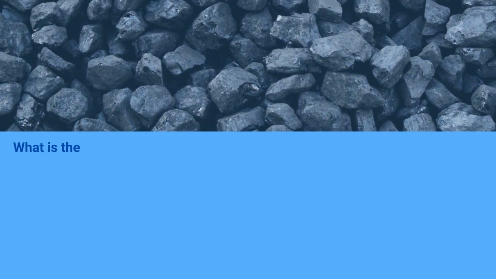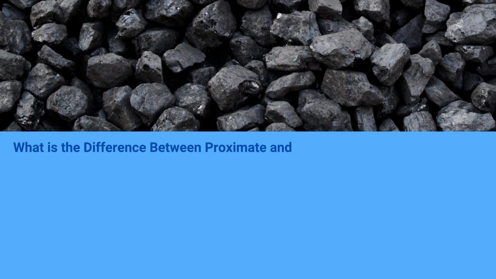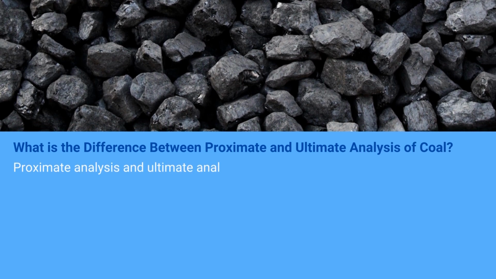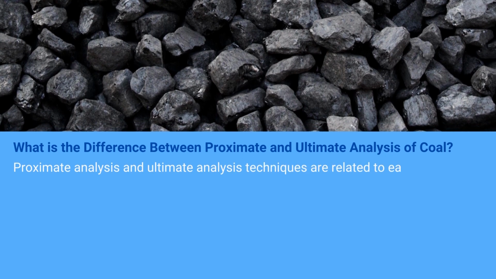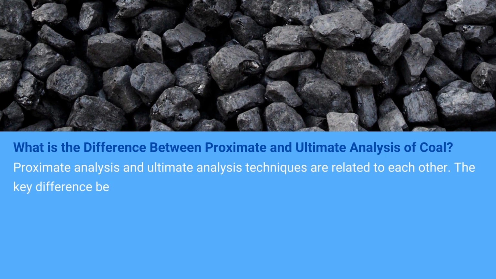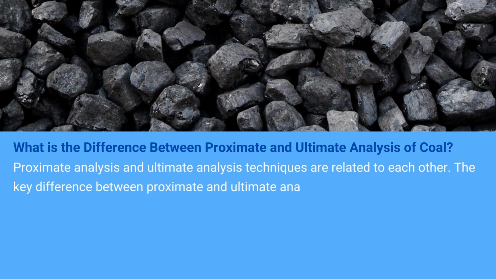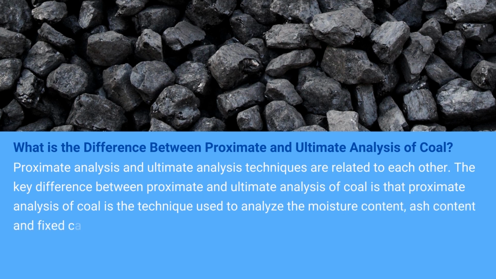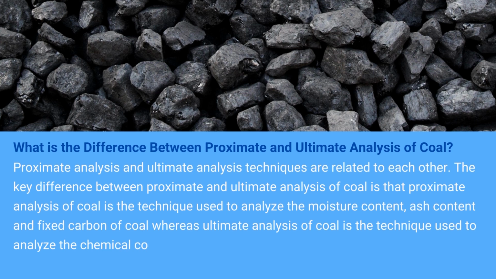Now, what is the difference between proximate and ultimate analysis of coal? Proximate analysis and ultimate analysis techniques are related to each other. The key difference is that proximate analysis of coal is the technique used to analyze the moisture content, ash content and fixed carbon of coal, whereas ultimate analysis of coal is the technique used to analyze the chemical composition of coal.